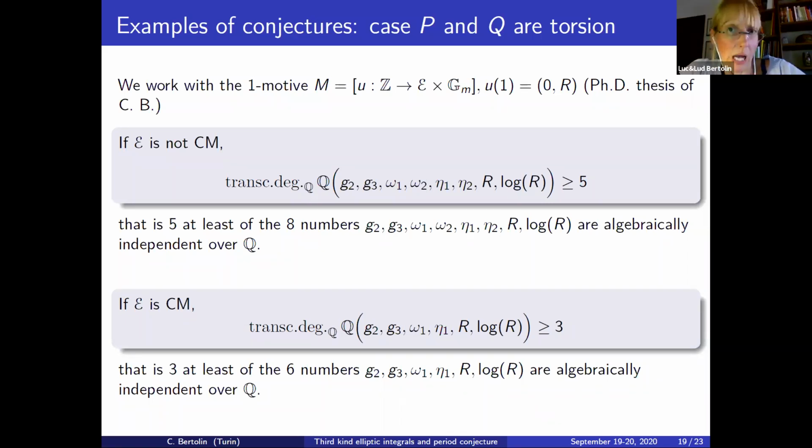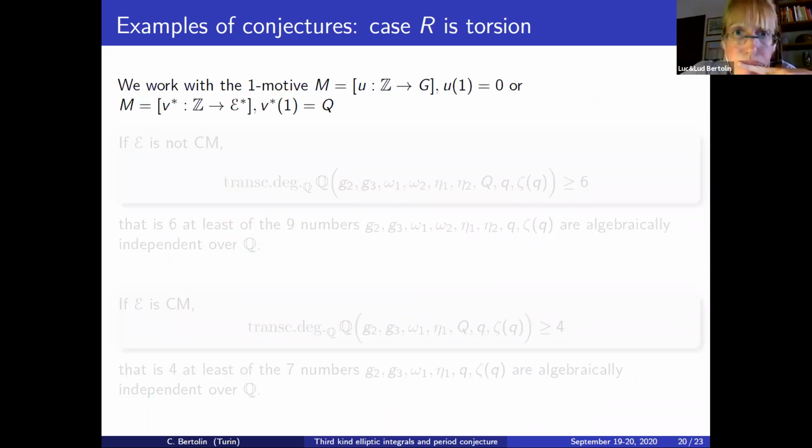So I can show you, I have prepared also the other case that we can perhaps show on this last slide. You can do all the cases that you want: P torsion, Q not torsion, R torsion. So if R is torsion, G is not split in this case. So we have really an extension.